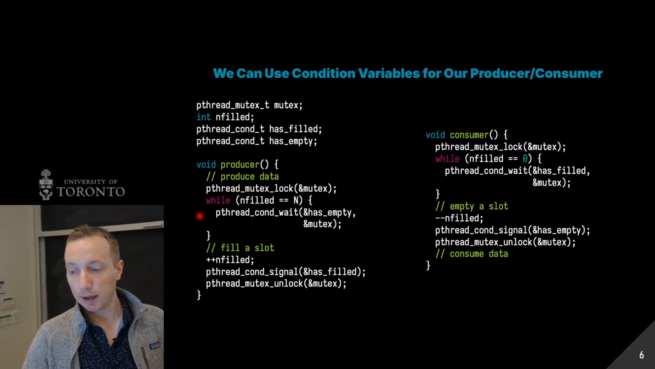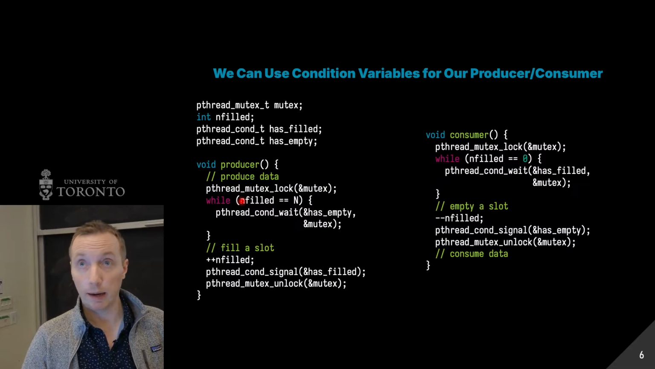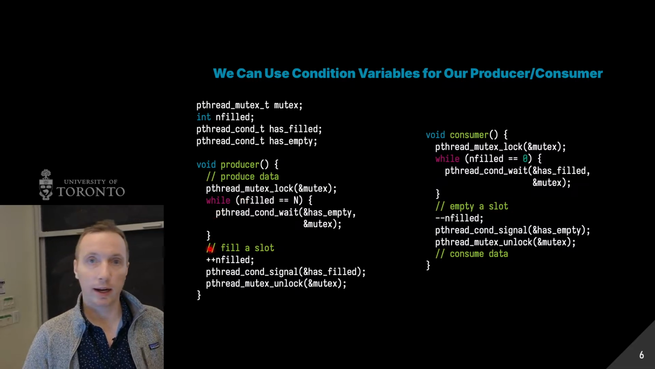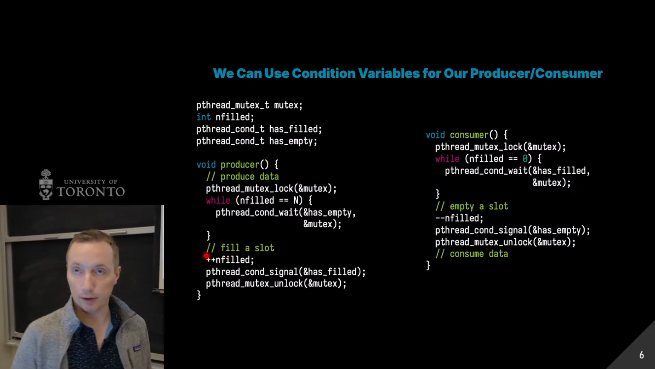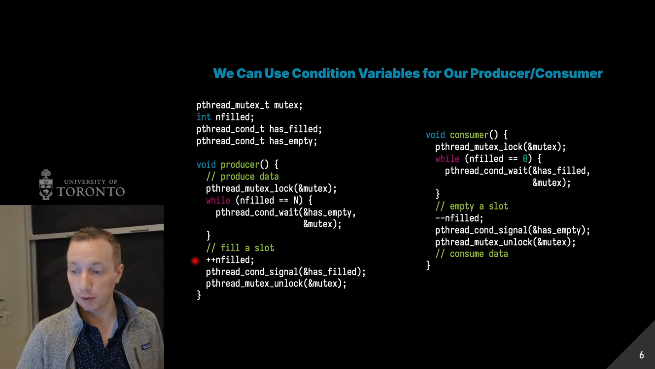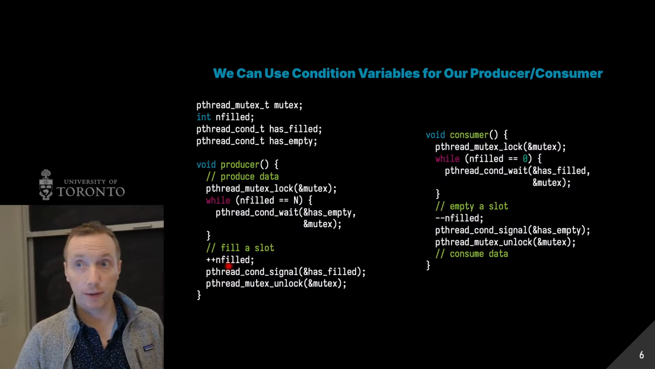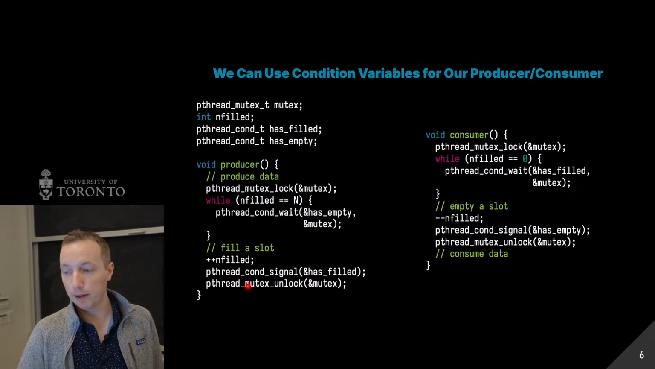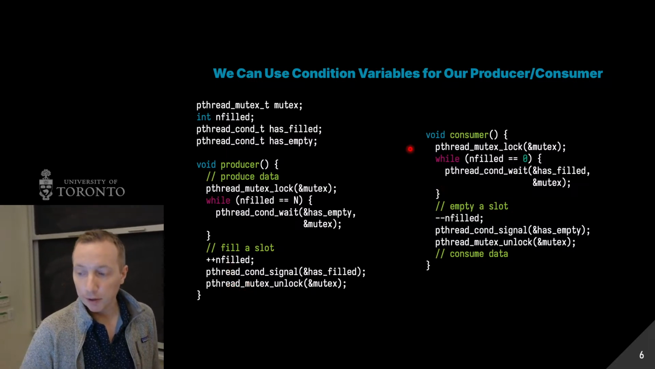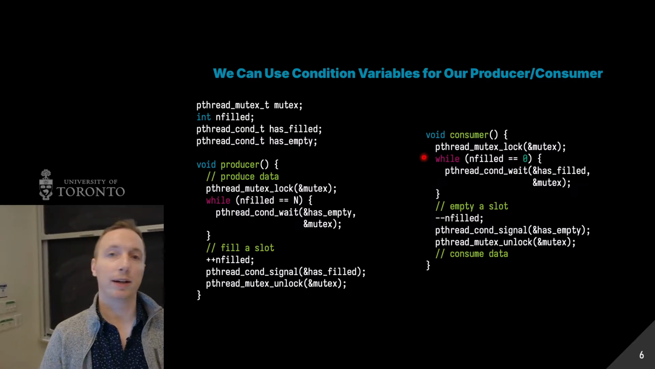If it wakes back up again and this is false, so there is an empty slot, then it can go ahead, do the fill slot stuff, and then increment the number of filled slots. So we just add 1 to it. This is okay. It won't have any data races because we have this mutex acquired. Then it could signal any thread waiting for a filled slot, since it just filled a slot, and then unlock. Then similarly in the consumer, well, it would lock the mutex, and then my condition is the opposite.